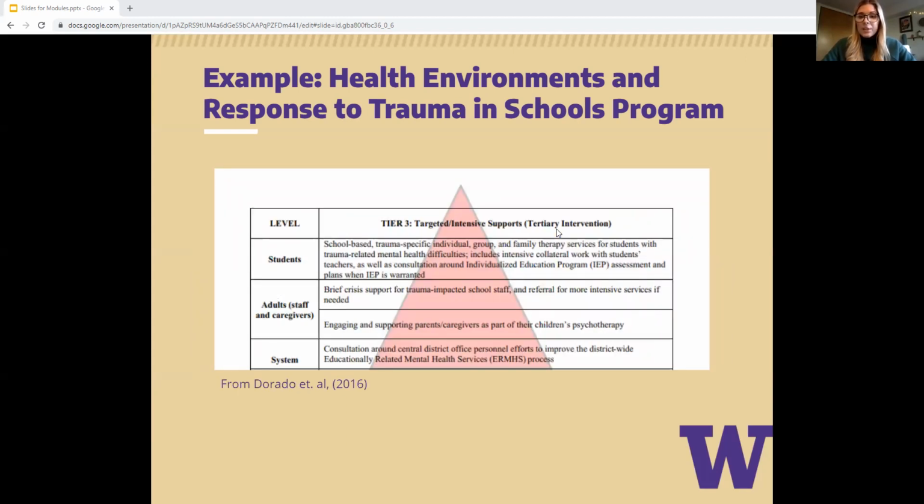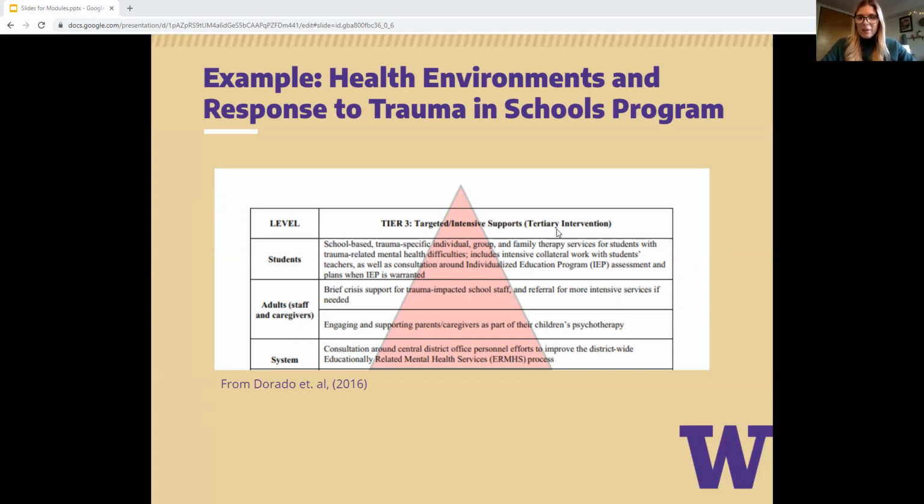And lastly, Tier 3 involved providing school-based trauma-specific individual, group, and family services to students with trauma-related mental health difficulties, crisis support for school staff, and district-wide improvements of the educationally related mental health services process.